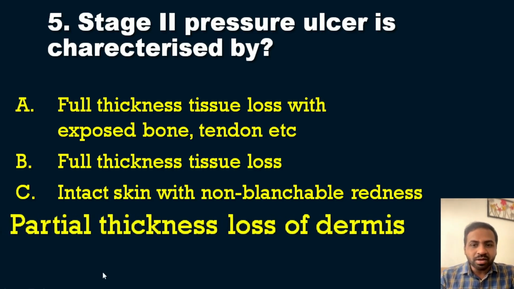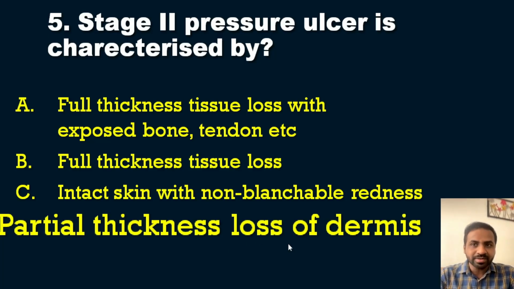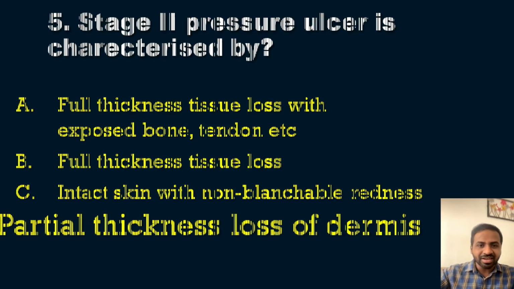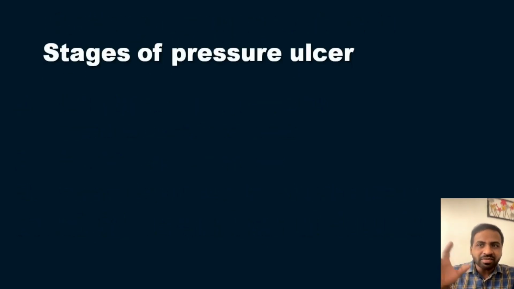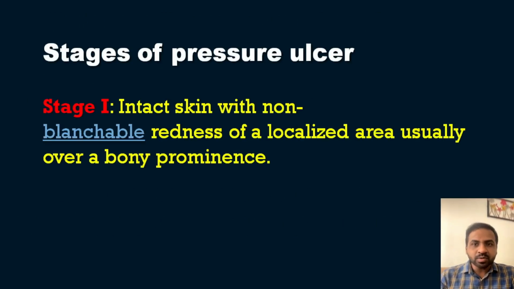Yes, the answer is option D, partial thickness loss of the dermis. Stage 2 is characterized by partial thickness loss of the dermis. So we will see each stage very briefly. I will explain the stages of the pressure ulcer. So stage 1, how will the wound be? The skin will be intact with non-blanchable redness of a localized area, usually over a bony prominence. You know that pressure ulcers can develop in bony prominent areas, and stage 1 is characterized by non-blanchable redness of a localized area with intact skin. The skin will be intact. So that is stage 1.